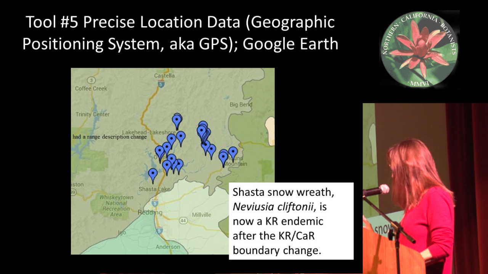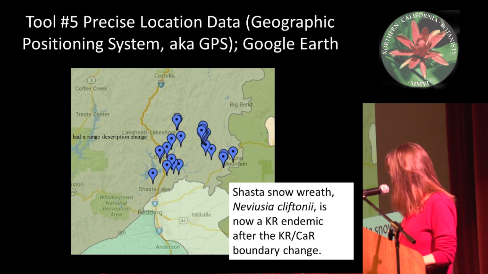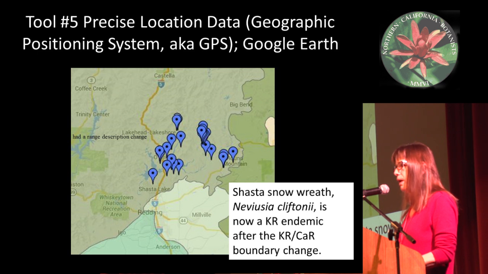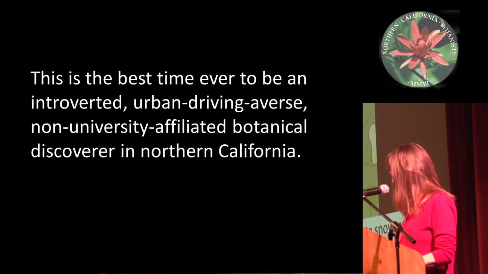It was so easy. So, based on the boundary change, we also saw that a number of things made a lot more sense. So here we have Shasta snowwreath, Neviusia cliftonii, is now a Klamath Range endemic, rather than before. You can see I-5 up the middle of that map. All the stuff that was to the east of I-5 would have been called Klamath Range. And it's not.